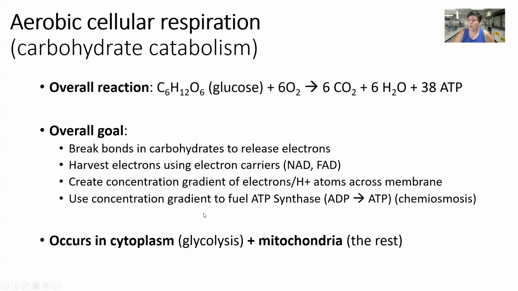So importantly, this occurs in 2 major compartments in a cell. Glycolysis, which is the very first step, occurs in the cytoplasm, but the vast majority of this actually occurs in the mitochondria. So you may have heard that the mitochondria is the powerhouse of the cell. That's because the last 3 steps of cellular respiration occur there. And that's where you get a lot of your ATP.